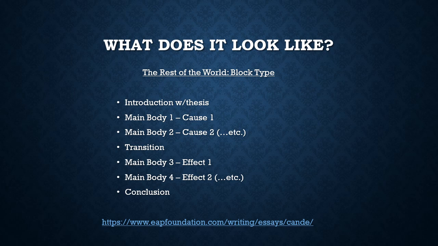Then you have a transition sentence or even a transition paragraph where we're able to clearly see you move from now we're talking about causes to now we're talking about effects, and you repeat the same process. Main body 3, effect 1, main body 4, effect 2, 3, 4, 5, however many you need to do. Again, you can see that symmetry, you can see that balance between the causes and the effects, but you handle all of one type of issue at once, and then you move to the other. And wrap it all up again with that conclusion.